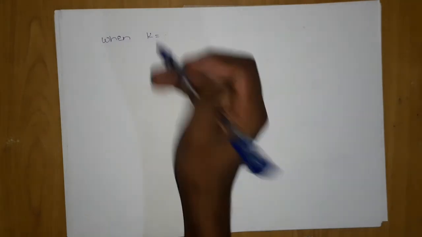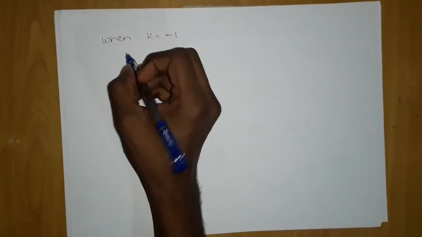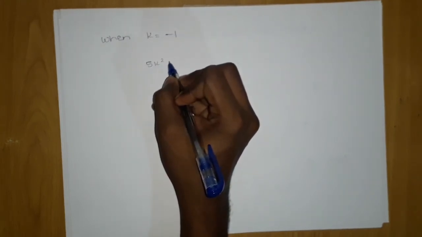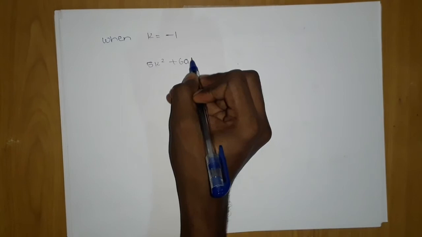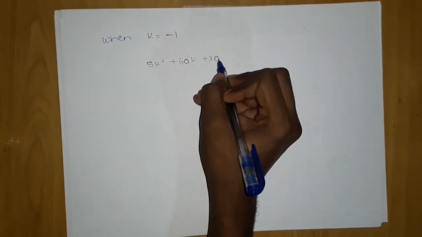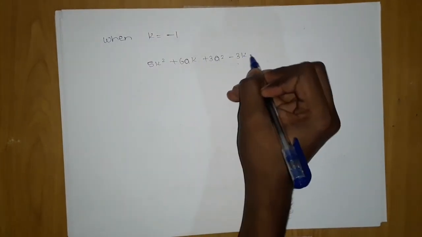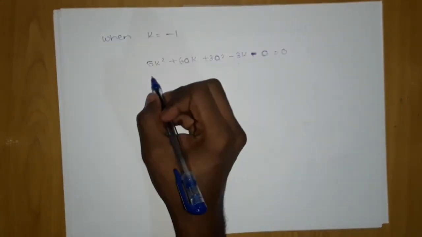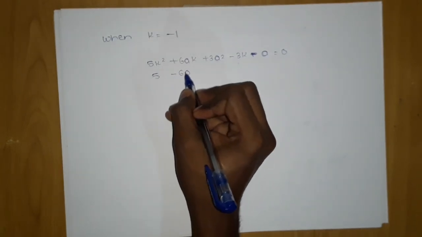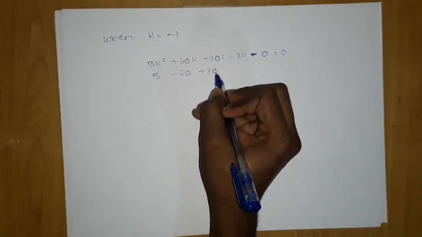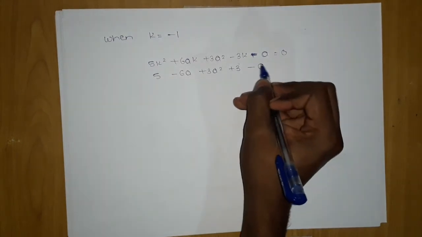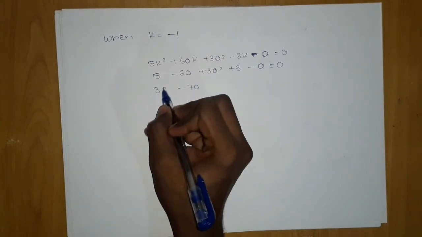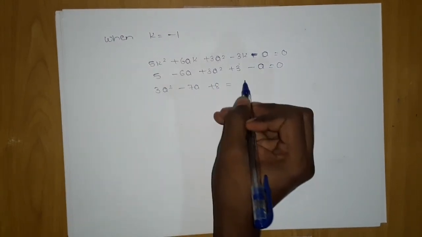When k is equals to minus 1, what do we have? 5k square plus 6ak plus 3a square minus 3k, plus minus a, so minus a should be equal to 0. When k is equals to minus 1, we have 5 minus 6a plus 3a square plus 3 minus a should be equal to 0, which gives me nothing but minus 7a plus 3a square plus 8 should be equal to 0.